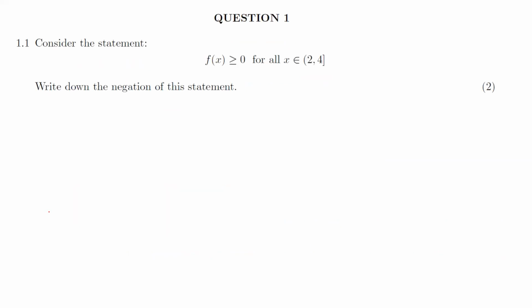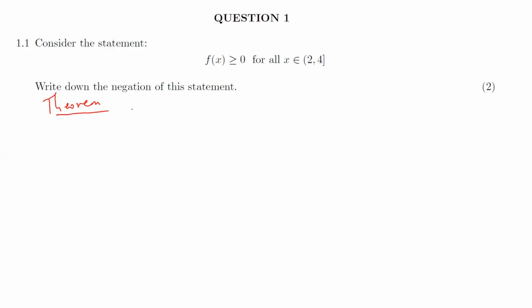Okay, looking at question one, consider the statement as given there. The statement is f of x is greater or equal to 0 for all x in the interval. Write down the negation of this statement. Okay, how do we negate this statement? There is a theorem we use for this negation, and the theorem is as follows.